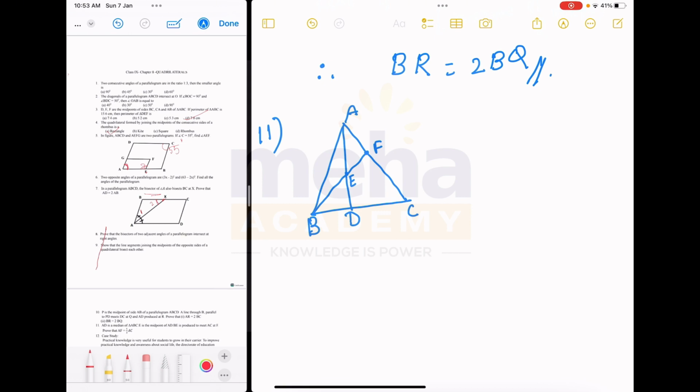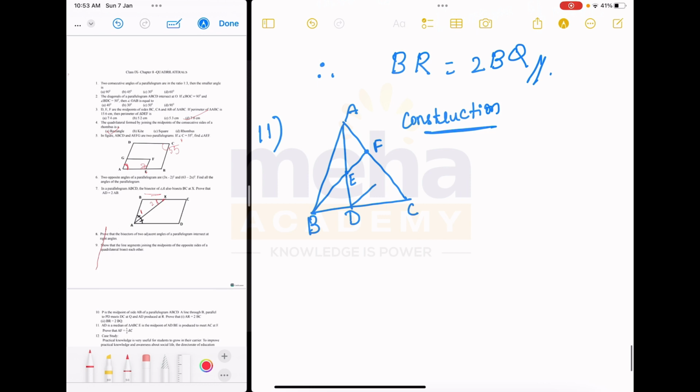To solve this, we have to do a small construction, because since the midpoint is used again here, we are going to use the midpoint theorem. What is the construction? Through D, we are going to draw a line which meets FC at K.